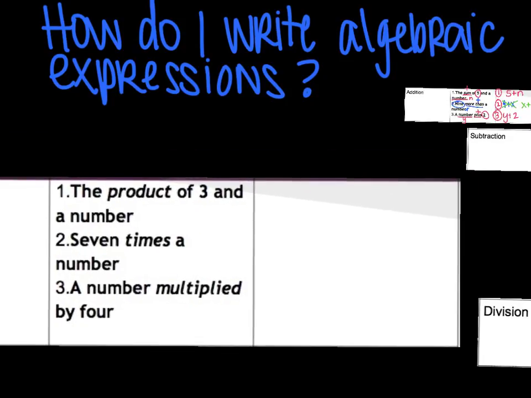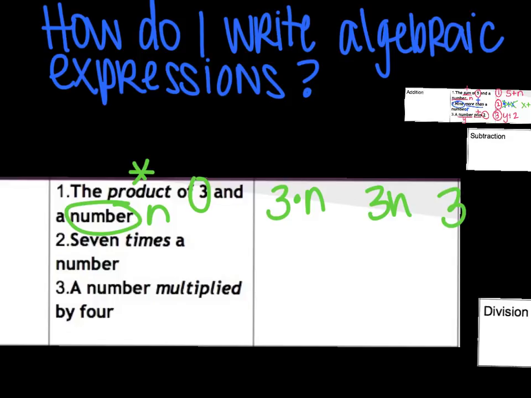Multiplication. Here are some examples. The product of 3 and a number. So we have the number 3, a number, call that n. Product means multiplying. So we're going to multiply 3 times n. Now multiplication, there's many ways to write it. So you could write it like this. You could write it like this where they're smushed together. You could also have a times symbol like that, or you could use parentheses. Okay, lots of different ways.